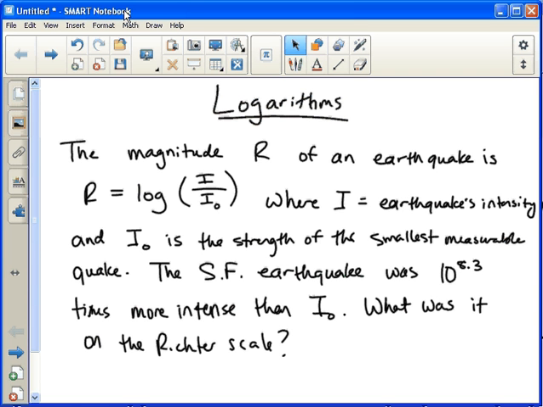The San Francisco earthquake that took place in 1906 was 10 to the 8.3 times more intense than an I naught earthquake. So what was it on the Richter scale? That's what R tells you, where it would fall on the Richter scale.